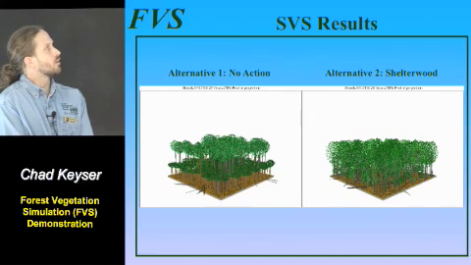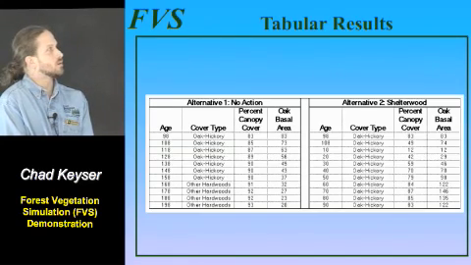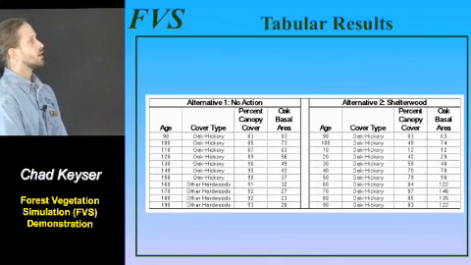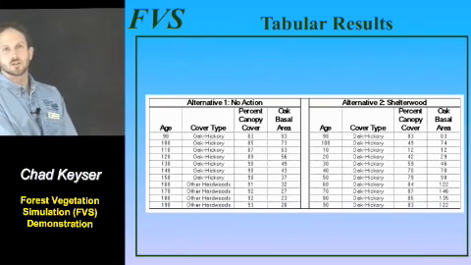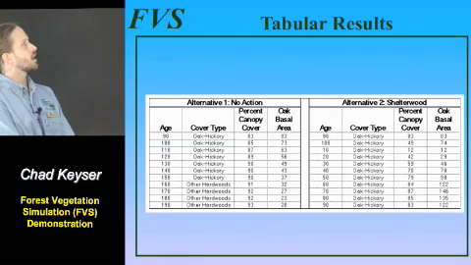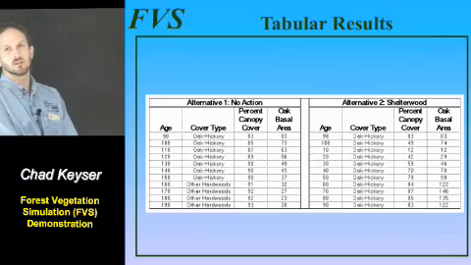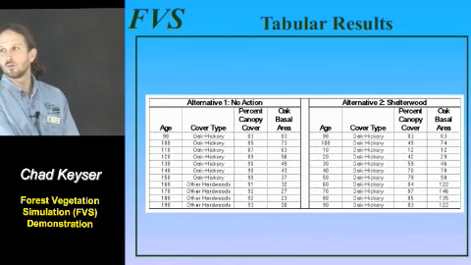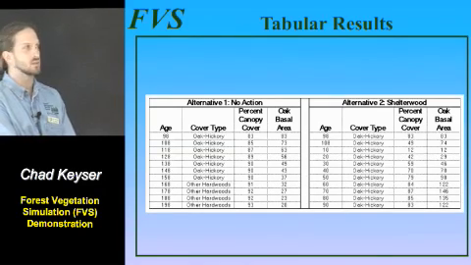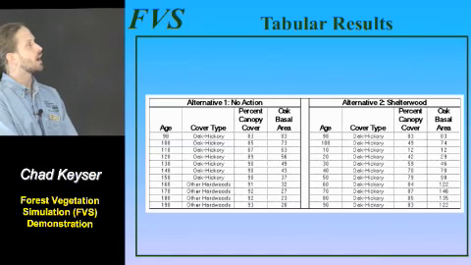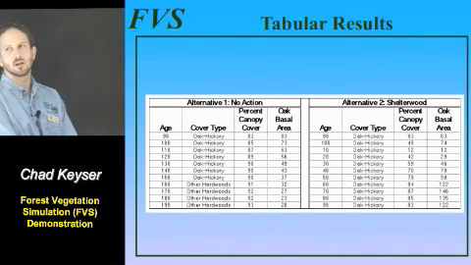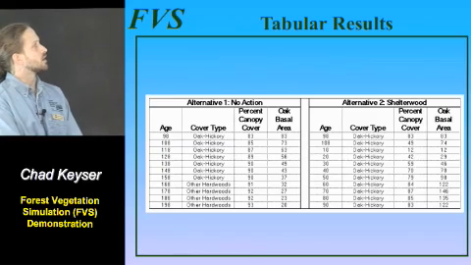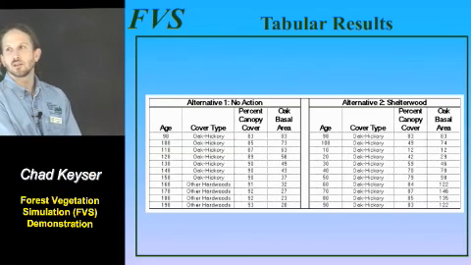So from this, we can move over into some tabular results that FVS produces and start looking at some detailed stand statistics. The 3 that I chose to look at today are cover type, percent canopy cover, and oak basal area within the stand. In alternative 1, you can see that the percent canopy cover is pretty well maintained throughout the whole projection, ranging around 80 to 90% canopy cover. However, the oak basal area drops from about 83 square feet in 1990 down to 20 square feet by the end.